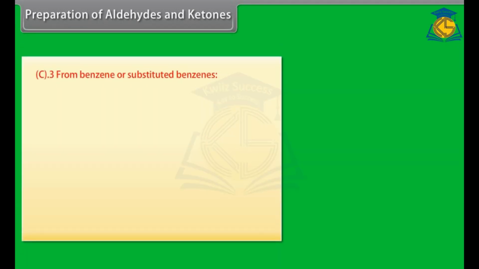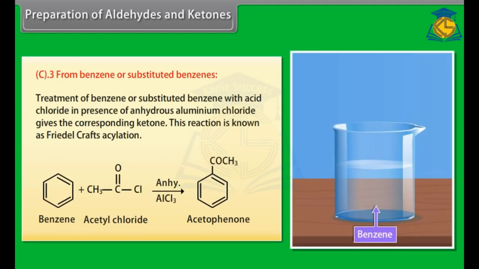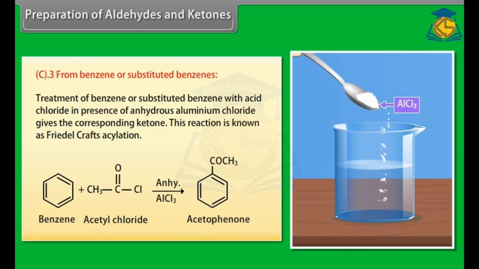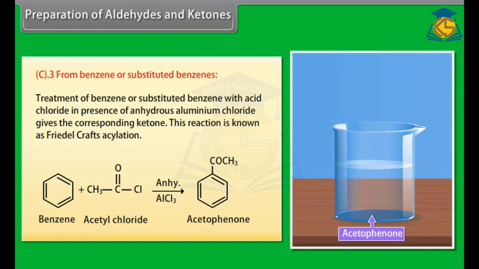From benzene or substituted benzenes. Treatment of benzene or substituted benzene with acid chloride in the presence of anhydrous aluminium chloride gives the corresponding ketone. This reaction is known as Friedel-Crafts acylation.